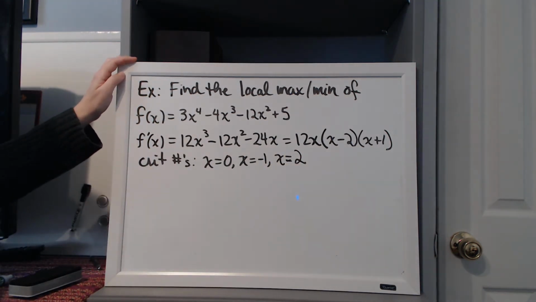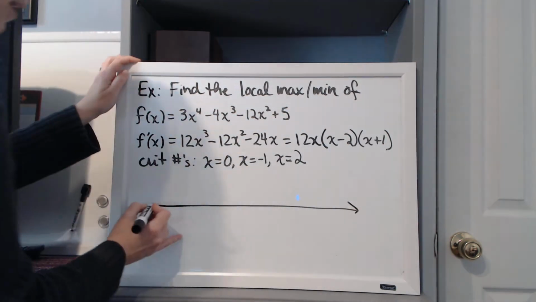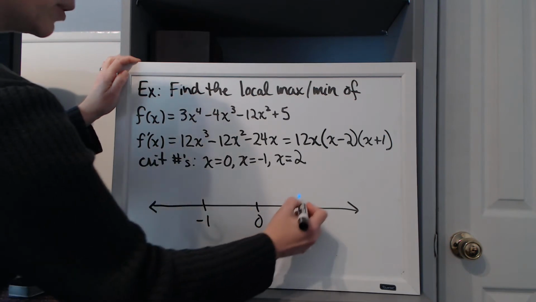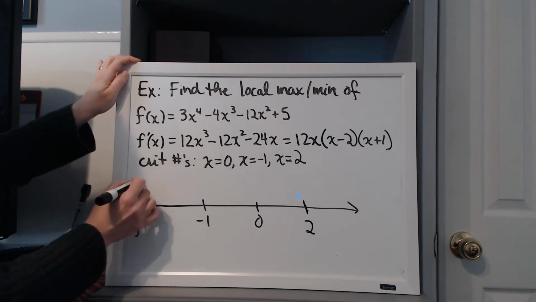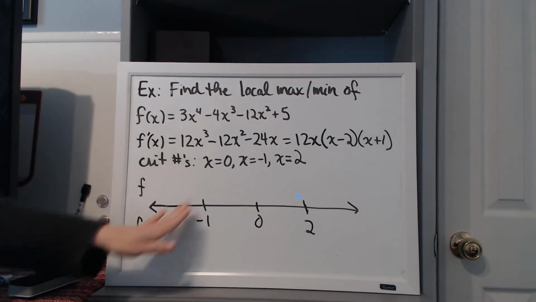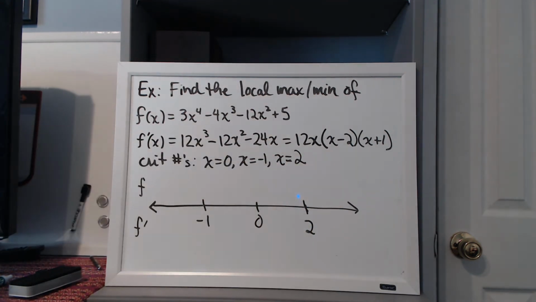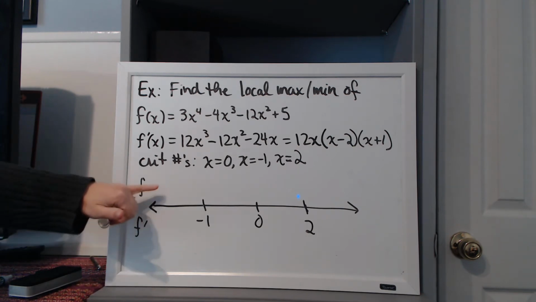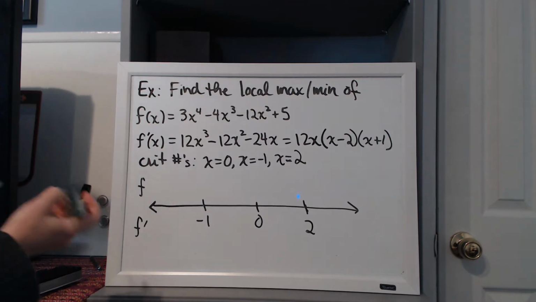And we used the number line, we used our key idea to break up the number line with those critical numbers. Again, I'm going to label f prime below and f above. And then we picked specific values in each subinterval to figure out whether the derivative was positive or negative, which means the function is increasing or decreasing.